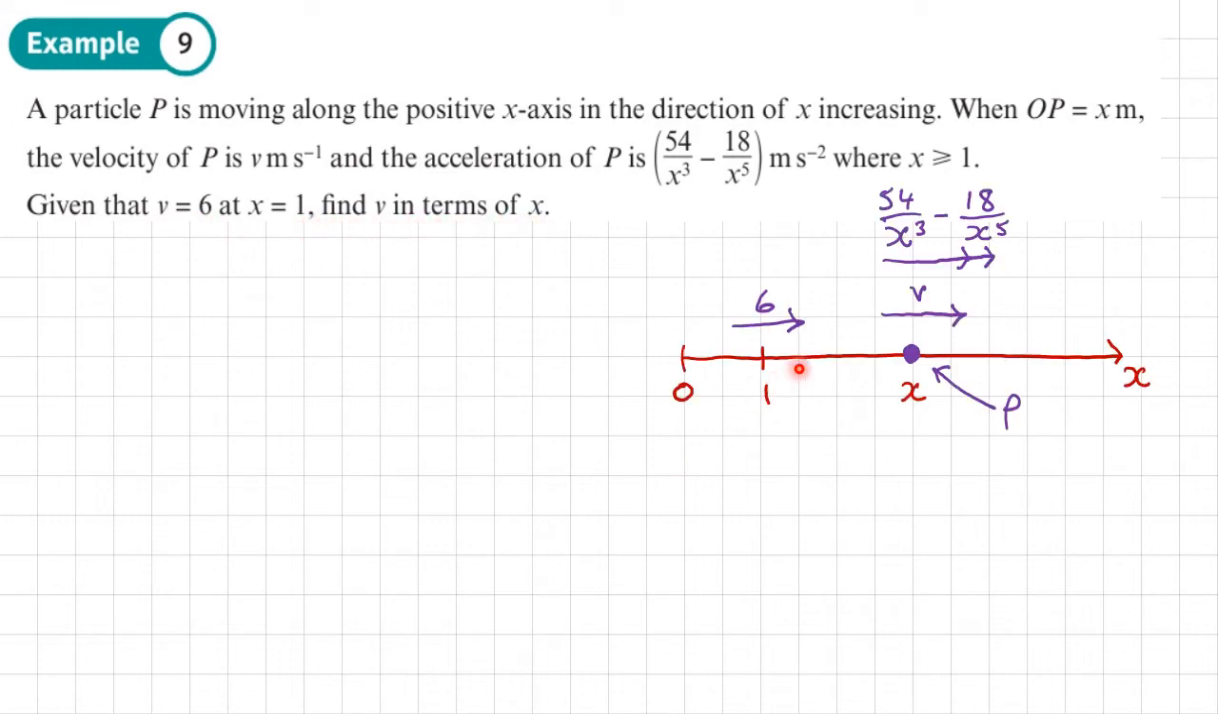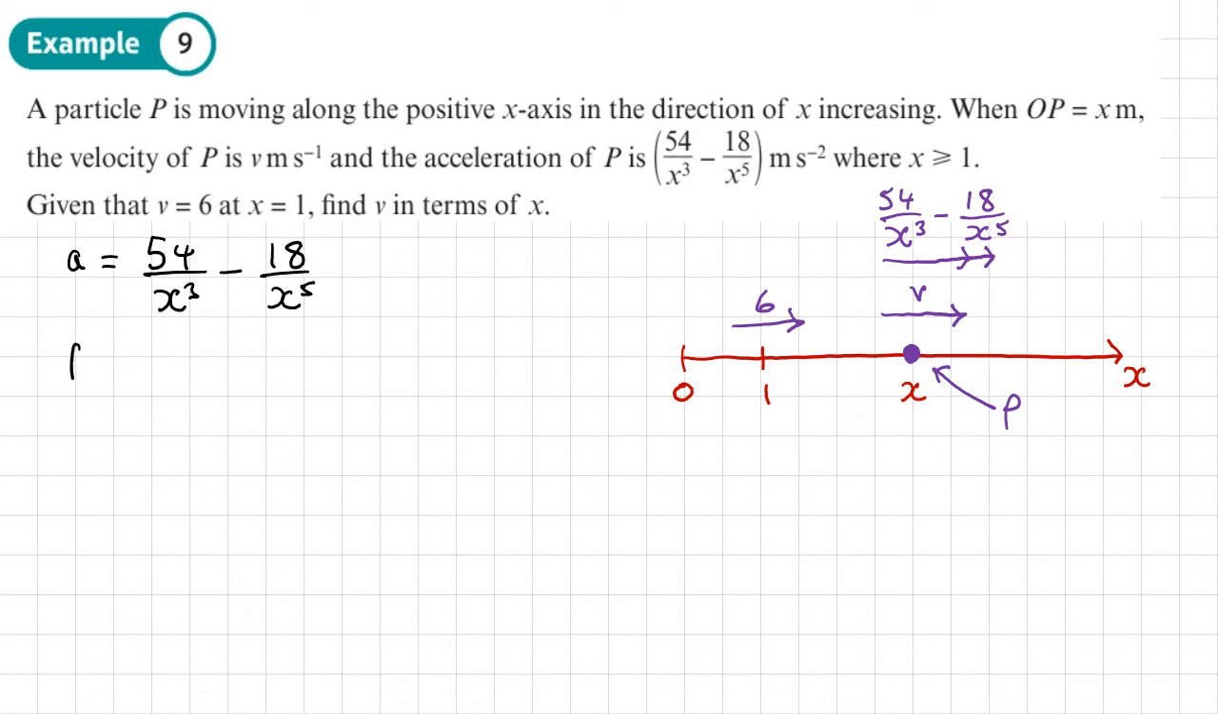So as always, I start with a diagram here. When x is 1, the velocity is 0. When the displacement of P is x, its velocity is v, and the acceleration is that expression there. So we'll start by saying the acceleration is this f of x, which is 54 over x cubed minus 18 over x to the power 5. I'll just write that again.